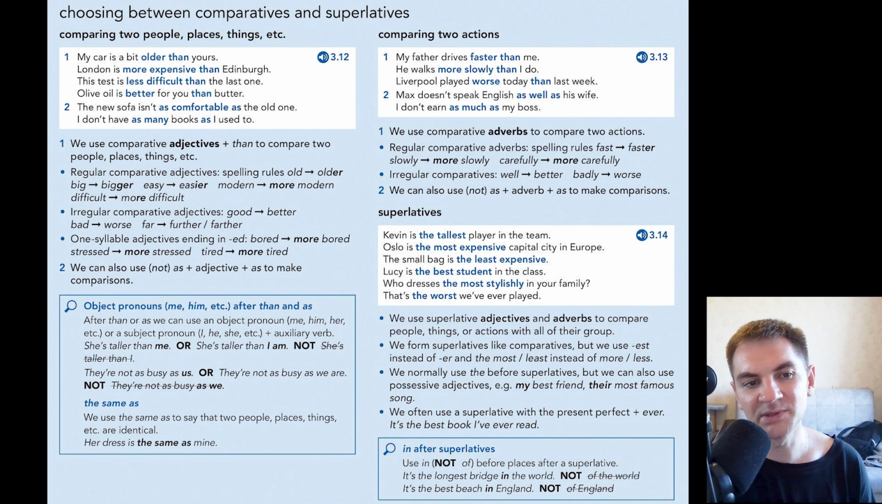My car is a bit older than yours. London is more expensive than Edinburgh. This test is less difficult than the last one. Olive oil is better for you than butter, and something like that.